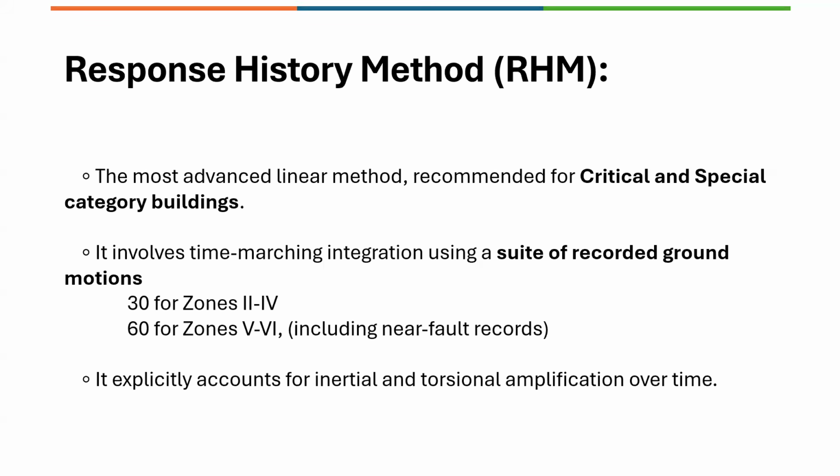So basically it requires ground motions, which are supplied by the BIS. I'm not sure whether it is available in the BIS website at this point of time, but once it is available, you can utilize them, considering 30 ground motions for zone 2, zone 4 for far field earthquake records, and in case of near field earthquakes that you're considering, then you need to consider 60 ground motions. This is recommended by the code.